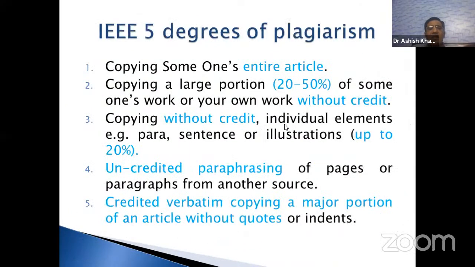IEEE has given five degrees of plagiarism. Copying someone's entire article is obviously the biggest crime. Copying a large portion, 20 to 50%, without giving credit or some kind of reference. Uncredited paraphrasing. These are some of the crimes in the research world which one should not commit.